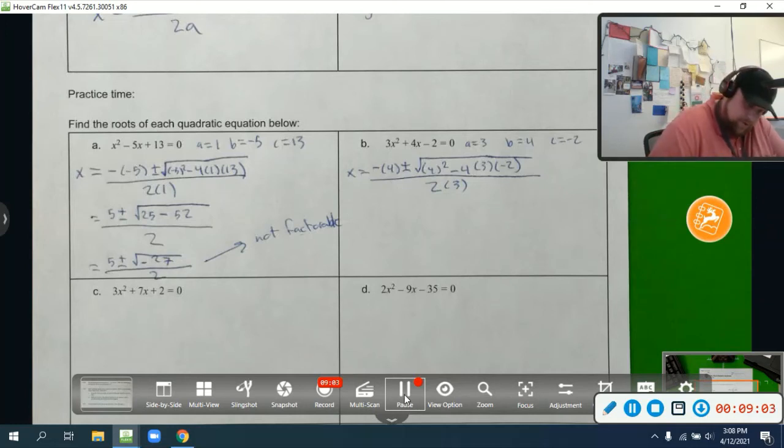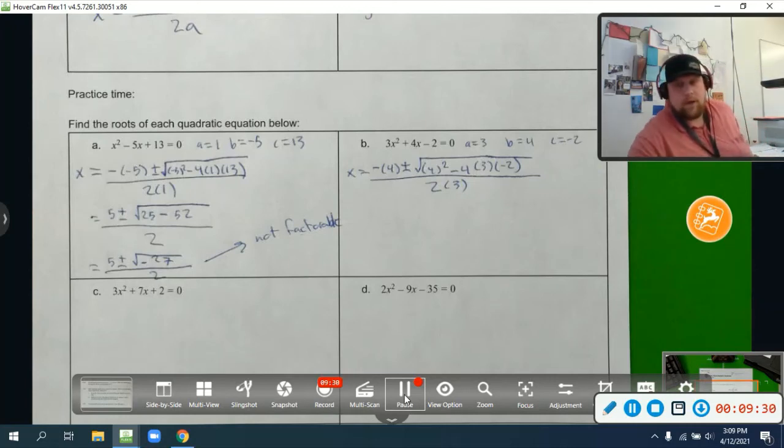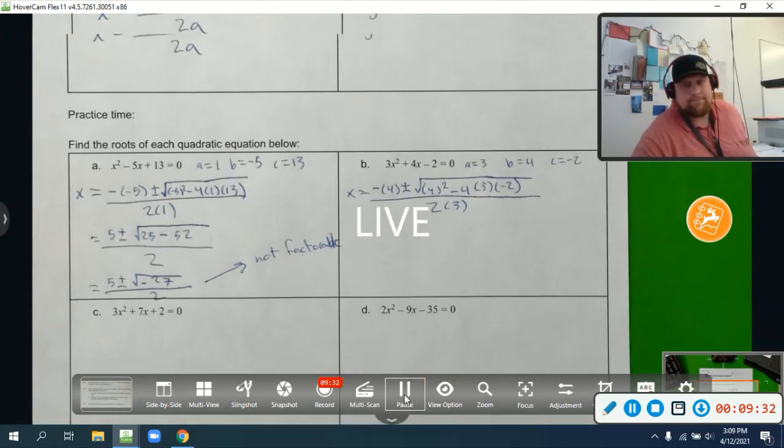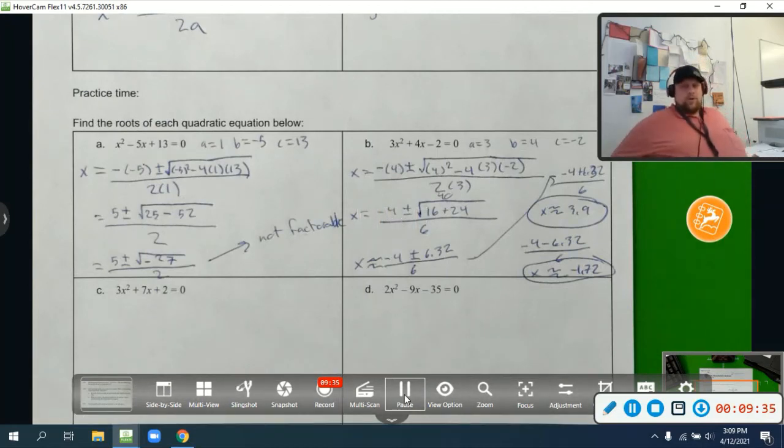First X, your turn. All right, I'm unpausing it. Here we go. Worked it down to x equals 3.9 and x equals negative 1.72.